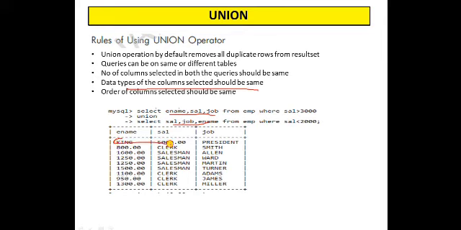If you see this result set and this result set, there is ambiguity. Why is there ambiguity? Because here the heading is ename and there it is showing salary. That is why it is said the order of columns should be the same, the data type of columns should be the same, the number of columns selected in both the queries should be the same, whether you are referring to a single table or to two different tables. I hope up till here the rules are clear to you.